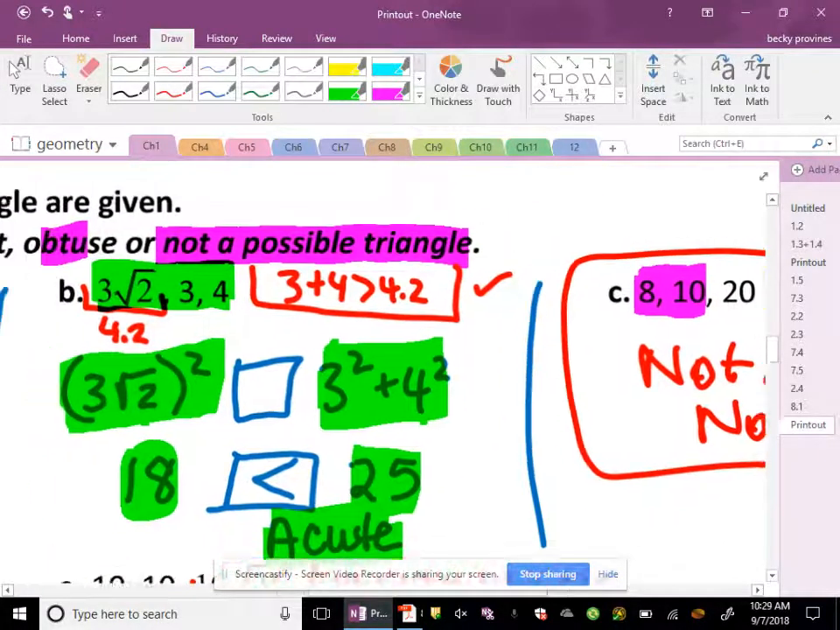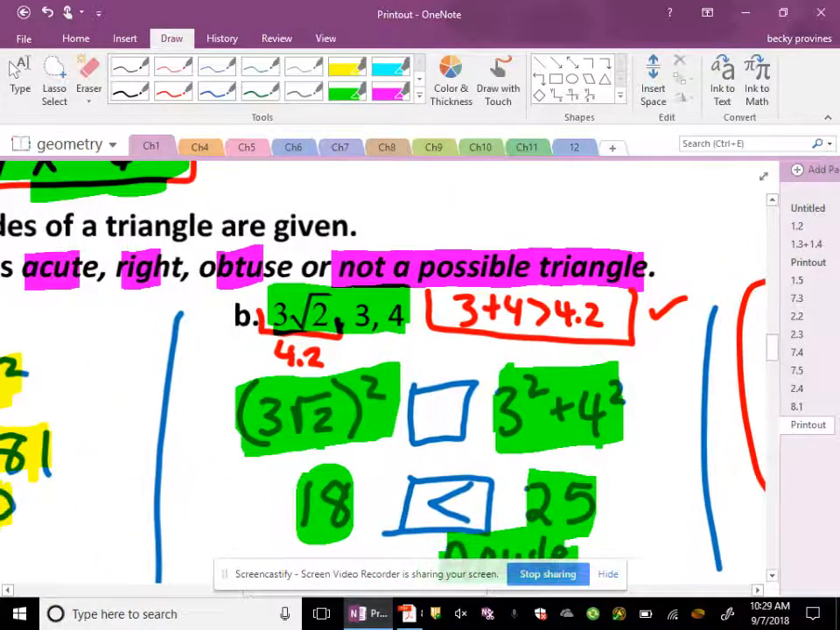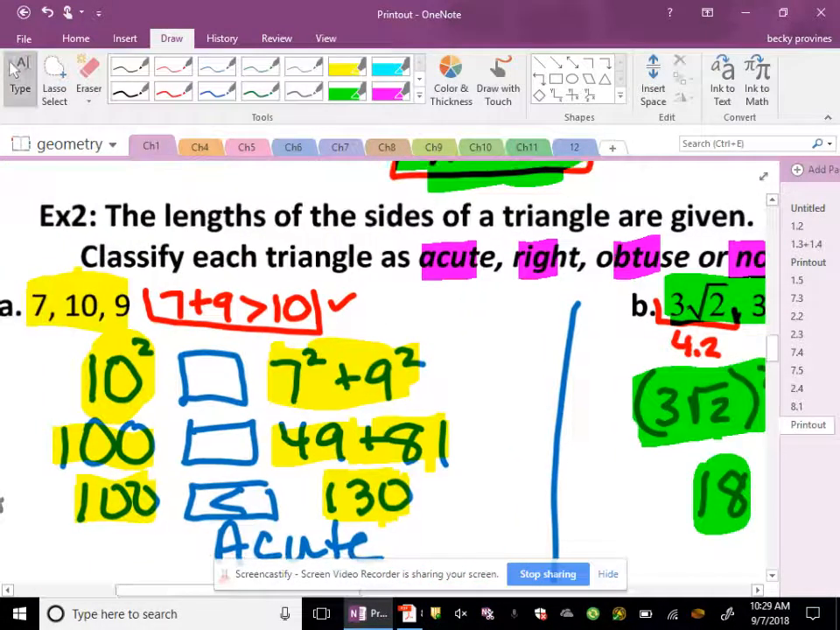Now, if you try one of these over here, it works. And feel free to try any of them, like 7 and 9. That is greater than 10. It works.